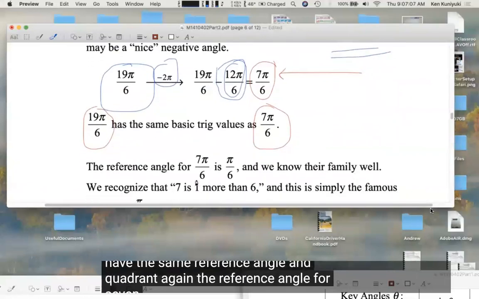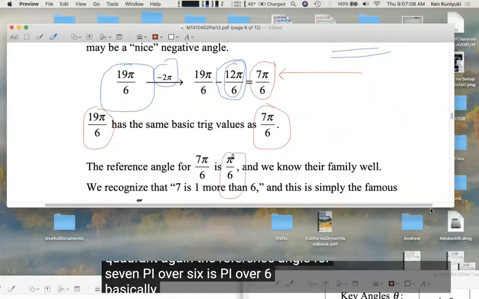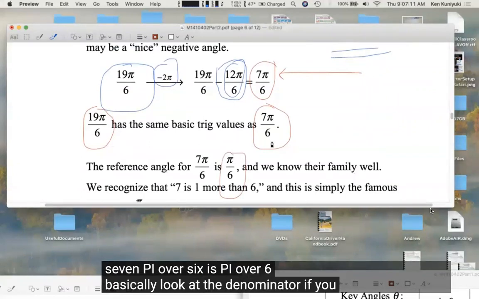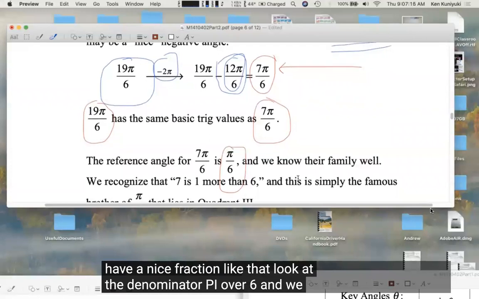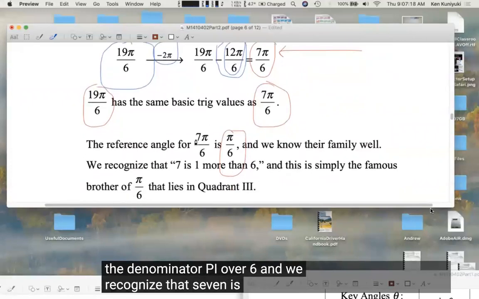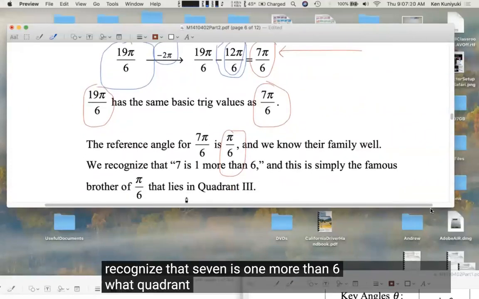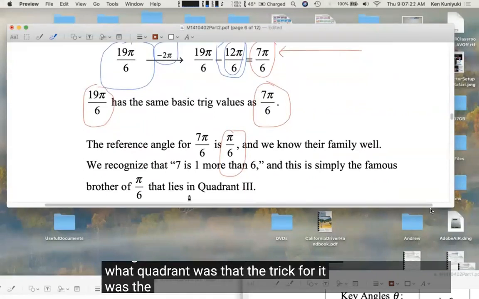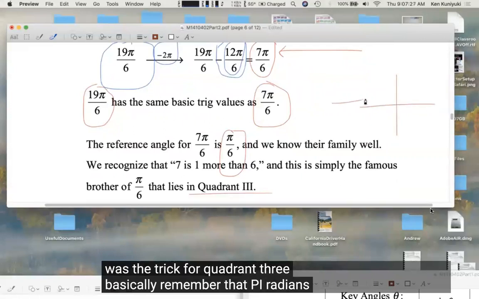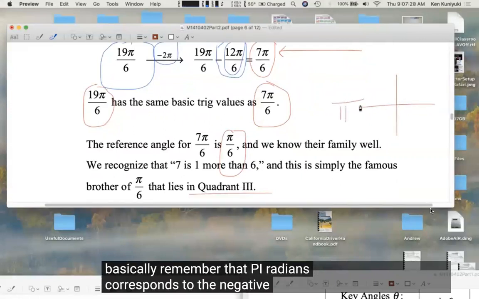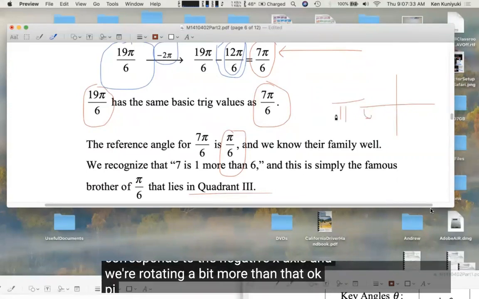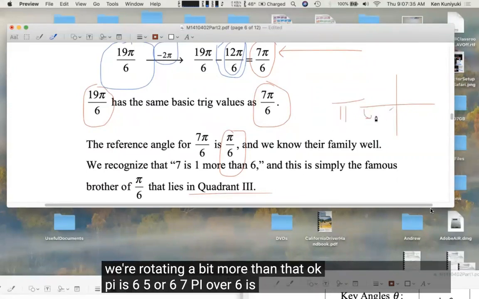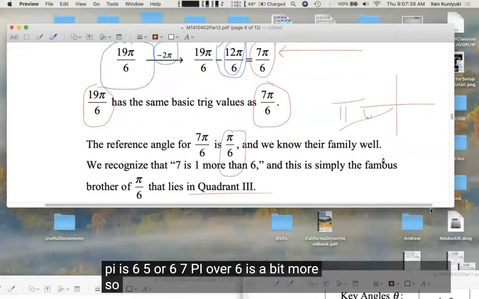Again, the reference angle for 7 pi over 6 is pi over 6. Basically, look at the denominator. If you have a nice fraction like that, look at the denominator, pi over 6. And we recognize that 7 is 1 more than 6. What quadrant was that the trick for? It was the trick for quadrant 3. Basically, remember that pi radians corresponds to the negative x-axis, and we're rotating a bit more than that. Pi is 6 pi over 6. 7 pi over 6 is a bit more. So we're in quadrant 3.